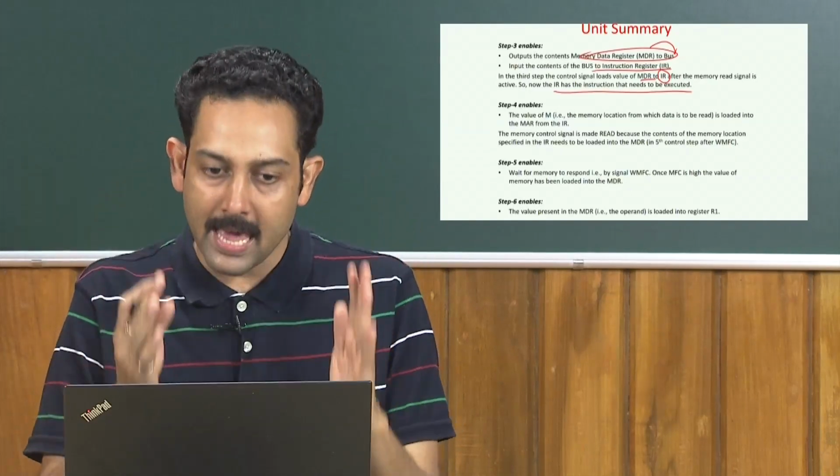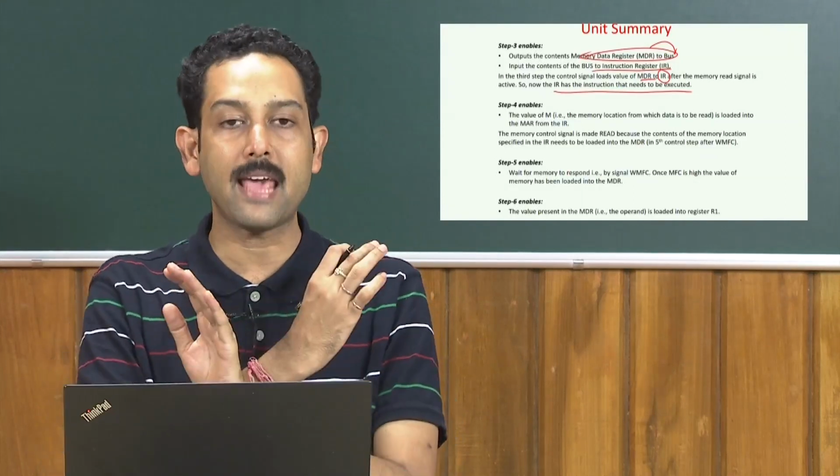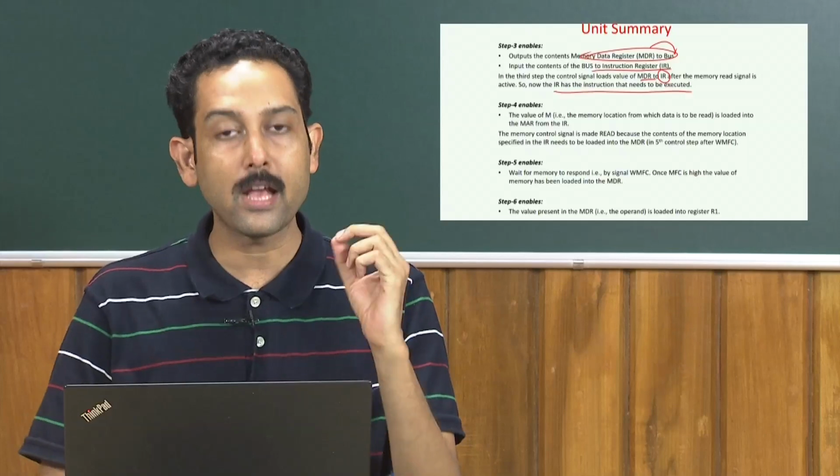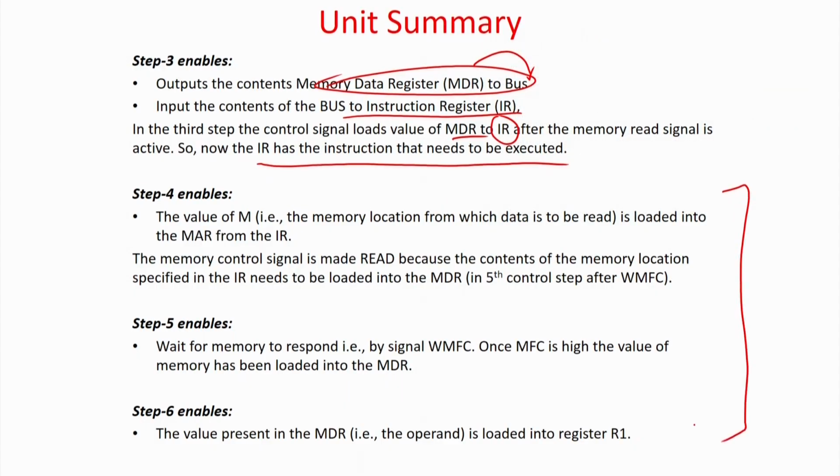The 3 stages, or the 3 micro instructions and the control signals, will be the same for any instruction, because they correspond to fetching an instruction. After that, steps 4, 5, 6 actually depend on the type of instruction, the addressing mode, and what is to be done.